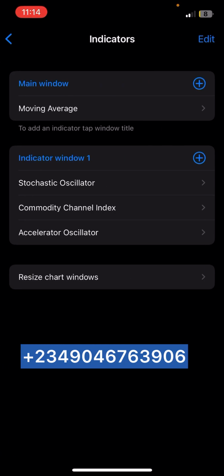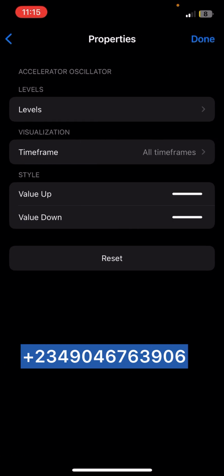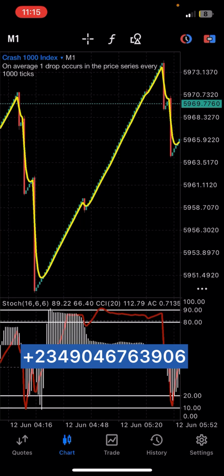Then lastly, you add your accelerator oscillator. Just your value up and down should be your background color. So if your background is black, they should be white so that it can be visible. If your background is white, they should be black so that it can be visible on your chart. Click on done. If your things are done properly, definitely your chart will look this way. Like I said, backtest and start trading.